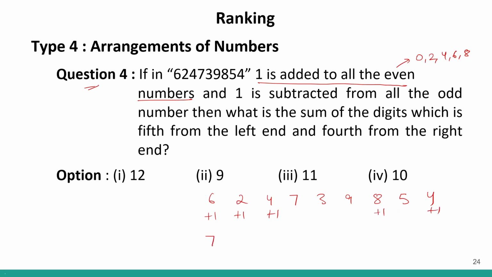So I will get 7, 3, 5, 9 and 5. Correct? It is said that 1 is subtracted from all the odd numbers also. So odd numbers are 7, 3, 9 and 5.